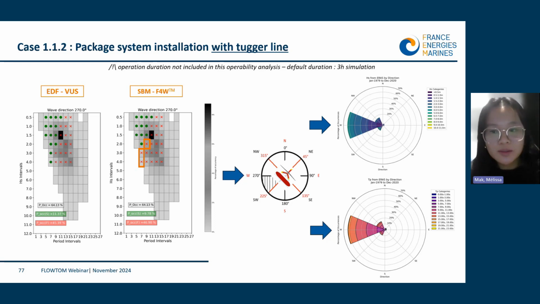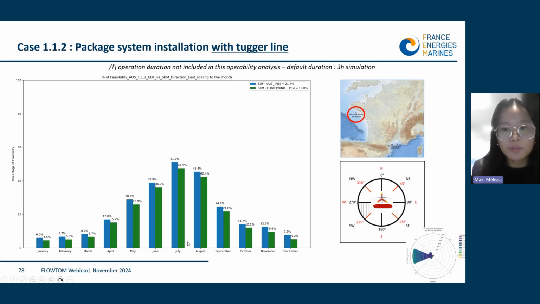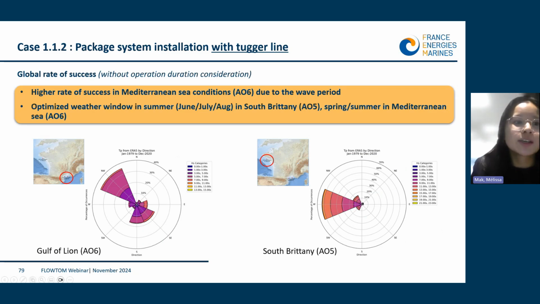And now we will determine the optimal operational period for South Brittany. With the vessel heading east, we have identified for South Brittany that the most feasible months are June, July, and August, with a feasibility percentage above 35%. So now to conclude on the operability study, we can see that we have a higher rate of success in the Mediterranean Sea because of the wave period, and also the optimized weather windows are during the summer for South Brittany and during spring and summer for the Mediterranean Sea.